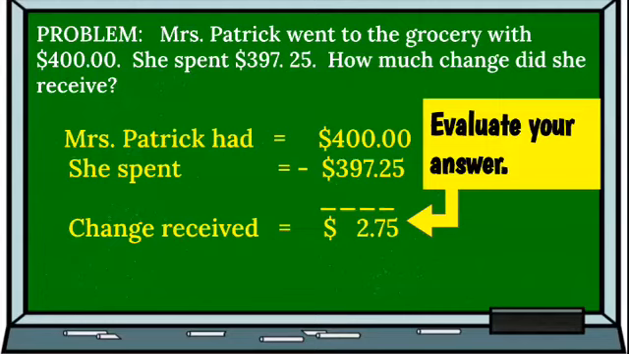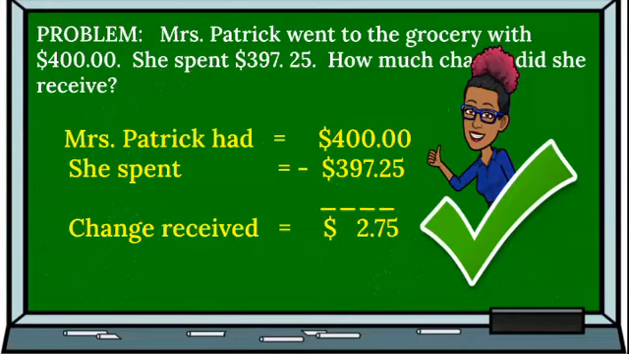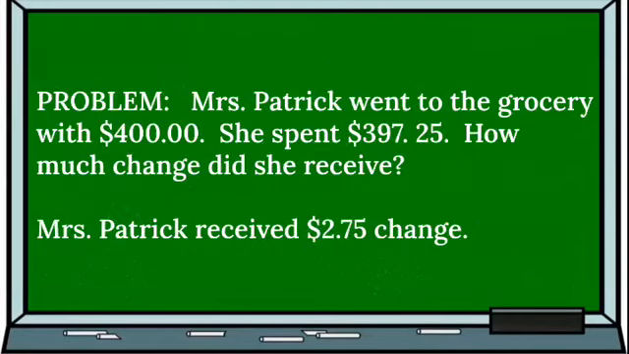There's the subtraction sign next to the $397.25. When we worked it, we got $2.75 as your change received. Remember to evaluate, check your working to make sure no errors were made. After evaluating, the answer is correct. And here we have the final answer. Mrs. Patrick received $2.75 change.